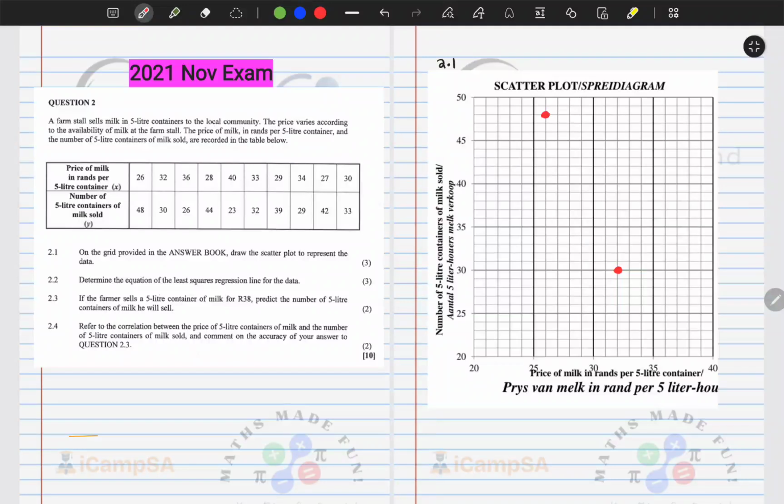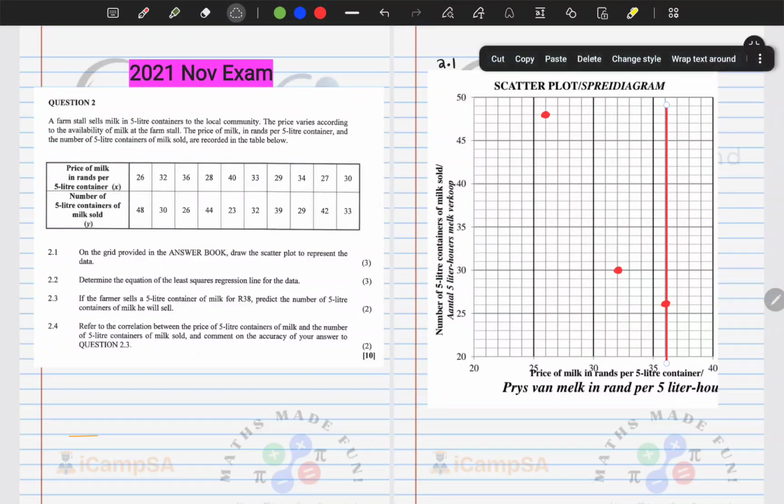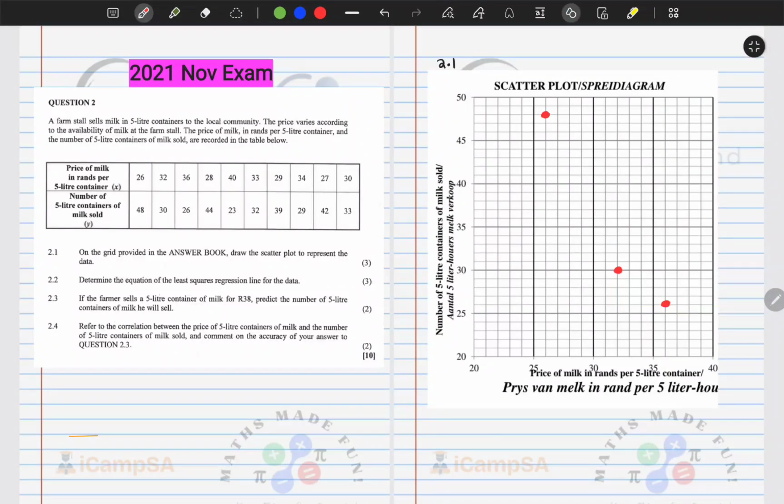Right, and then you'll see that we now need 36. So we need 36 and 26. So we have 31, 32, 33, 34. So 36 is just after 35. So we have 36 and 26, and 26 is just after 25. So that means I just need a point there. Then I can go ahead and delete this here. Then up to the next one.